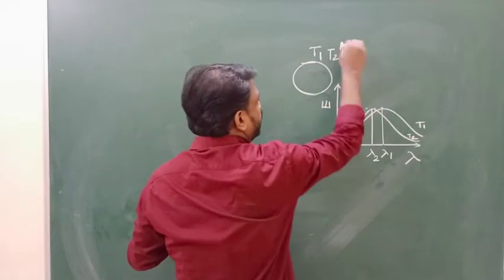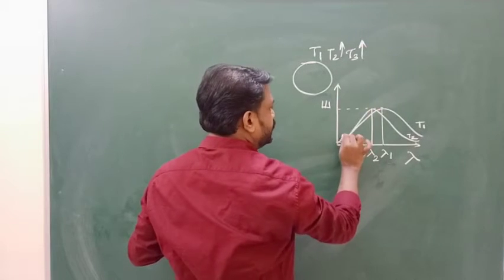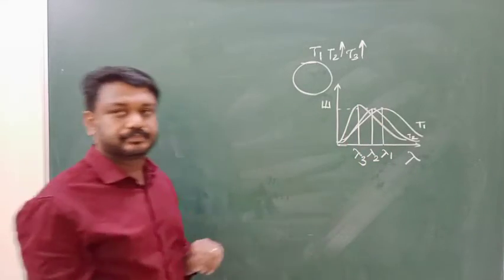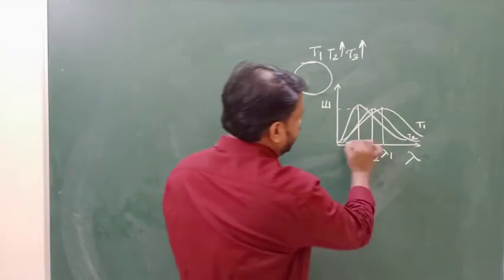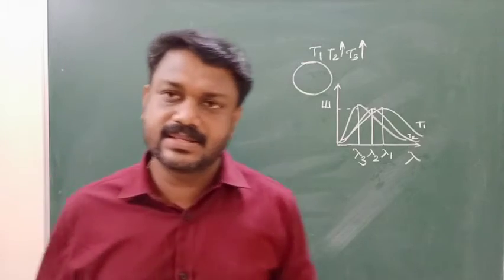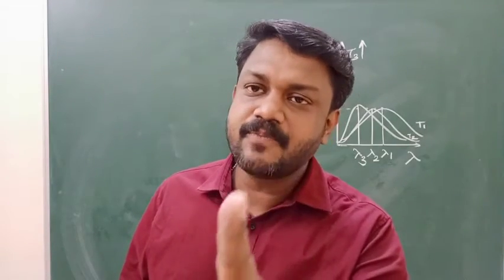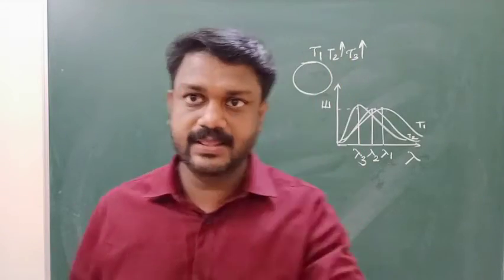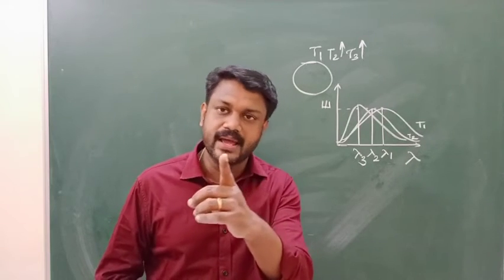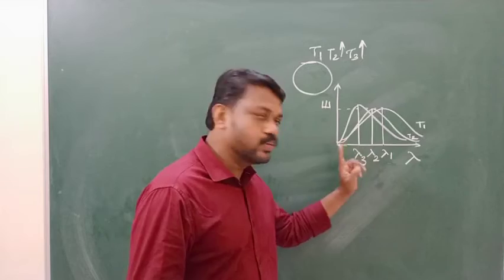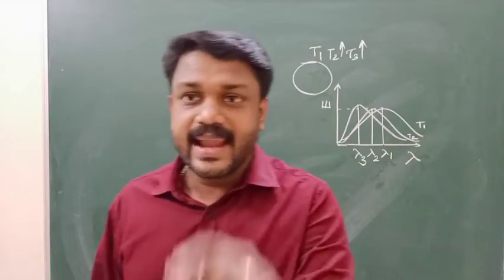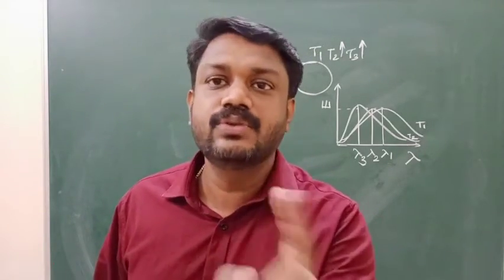Again you increase the temperature to T3 and you get a curve like this, with lambda 3. The area enclosed by a particular curve is the total emissive energy, but it is maximum for a particular wavelength only. That means maximum energy emission occurs at lambda 1, lambda 2 and lambda 3 at different temperatures T1, T2, T3. We are interested in lambda 1, lambda 2, lambda 3 with respect to T1, T2, T3.